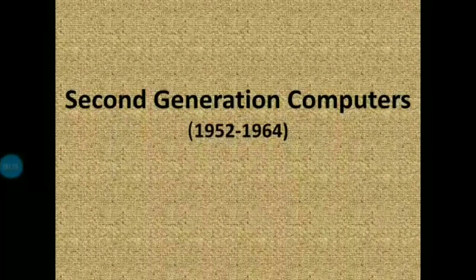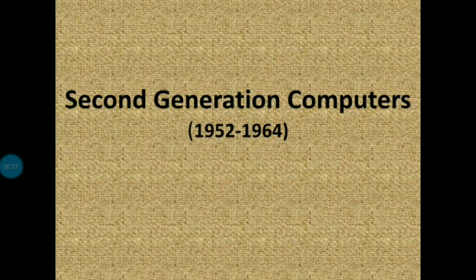In the last video we discussed the first generation of computers: the duration of the first generation, how they looked, their advantages and disadvantages, and examples of first generation computers. Now in this video I am going to explain second generation computers: how they work, whether second generation is good or bad compared to the first generation, and what the duration of this generation is.